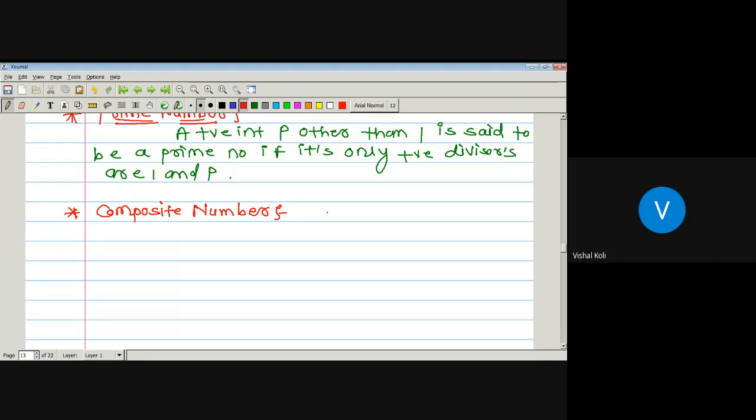Yes, it means an integer which is greater than 1, which is not a prime, is said to be a composite number. Okay, so any integer greater than 1, which is not prime, is called a composite number.